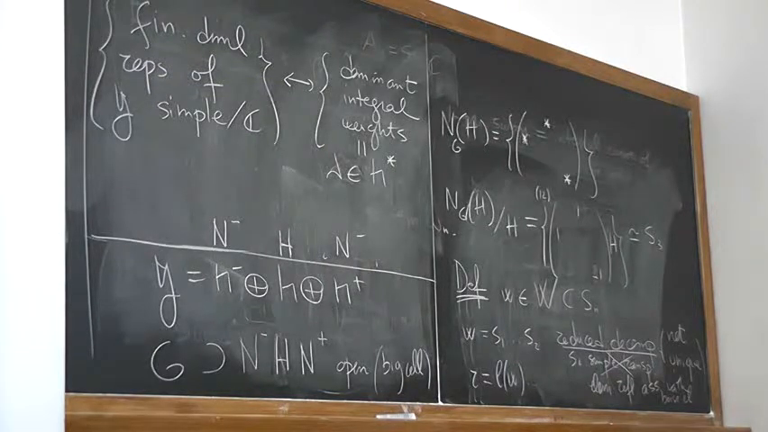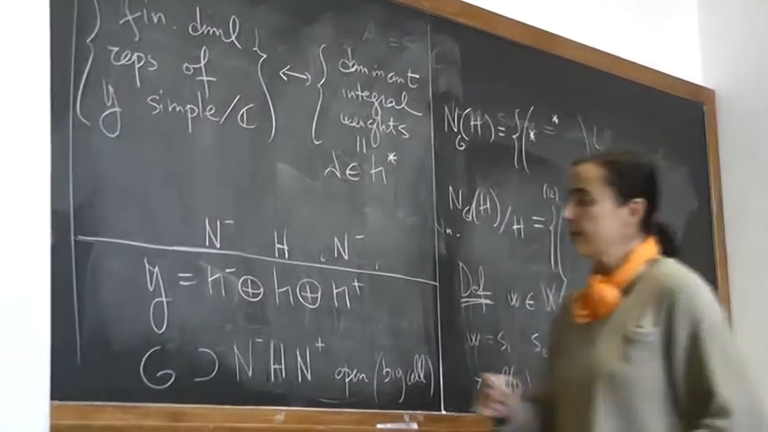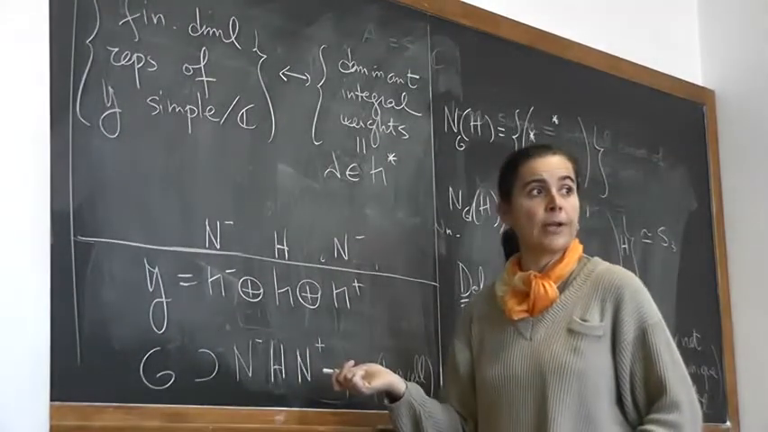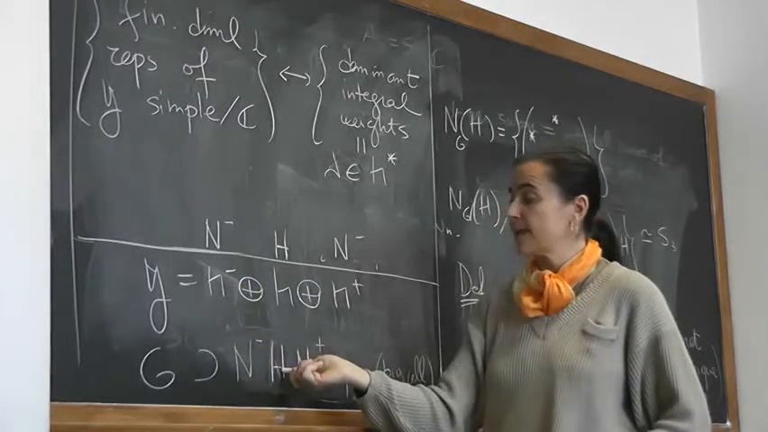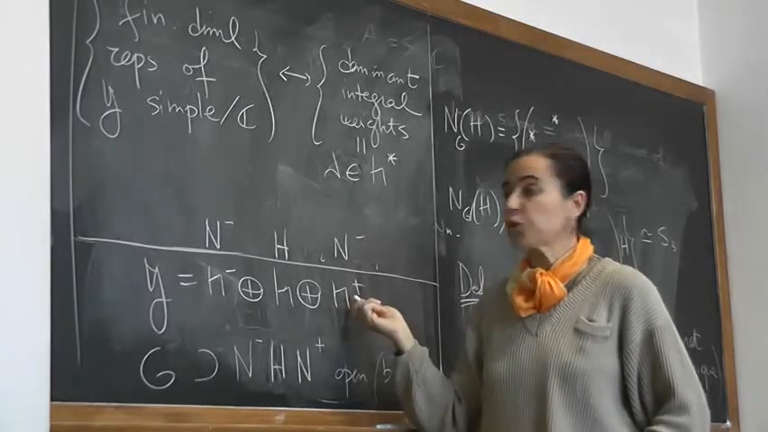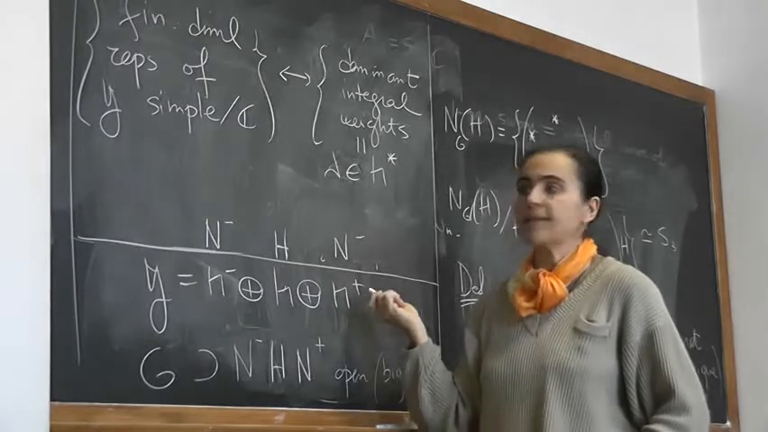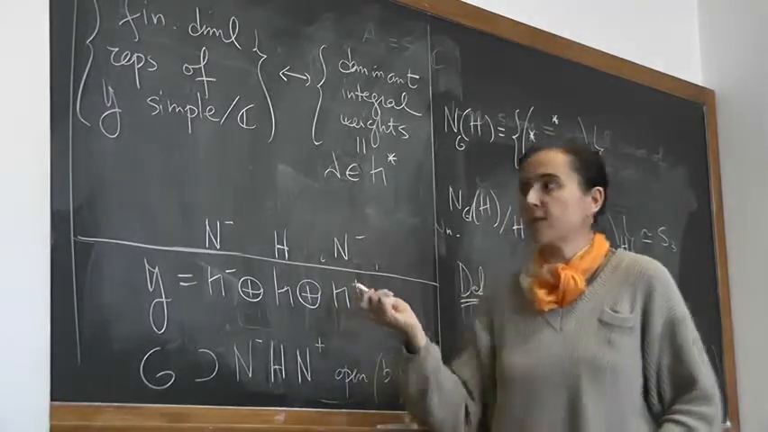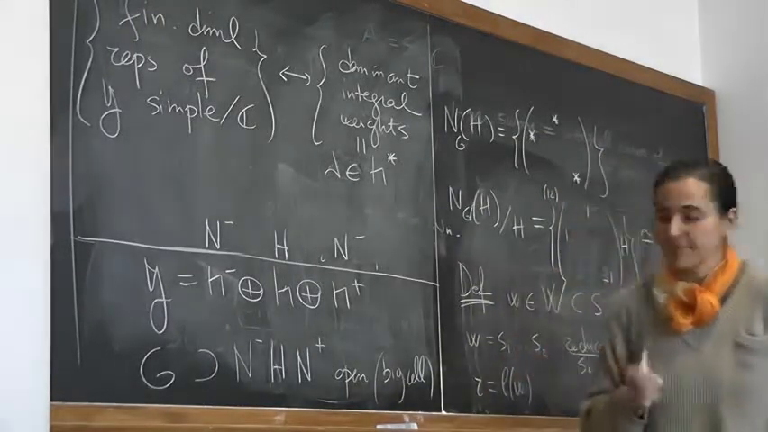Sorry, why should the tangent space be this? Because it's very simple to establish. Certainly n minus is inside here, and it has this tangent space. H is inside here, it has this, n plus is this. So for sure, the tangent space must contain all of this. And this is the most it can contain, because this is all G and this sits inside G. So it is the tangent space.